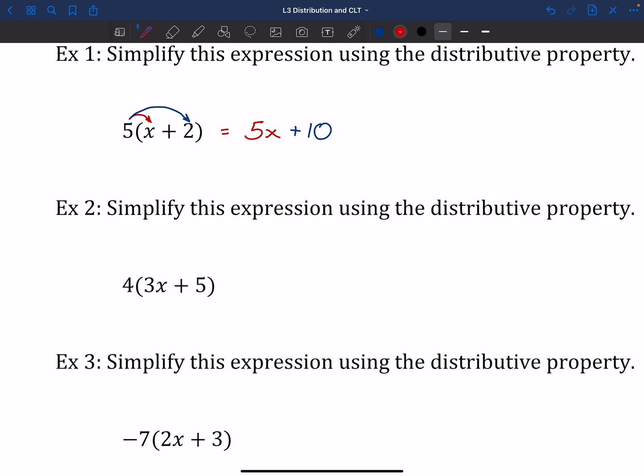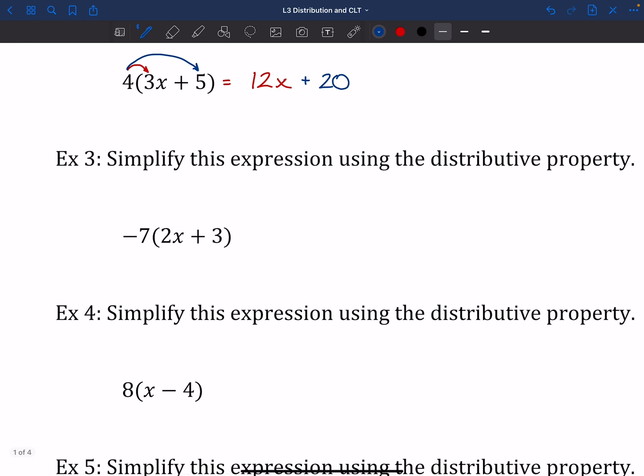For the second one here, I have 4 times 3x. So the 4 and the 3 combine together. 4 times 3 is going to give us 12, and that x is along for the ride. After that, we've got 4 times 5. So 4 times 5 will be 20, and again, it's positive 20, so I'll put a plus sign there. That's really all there is to it. You've probably run into the distributive property in the past. There's not really much else that's fancy along with it.